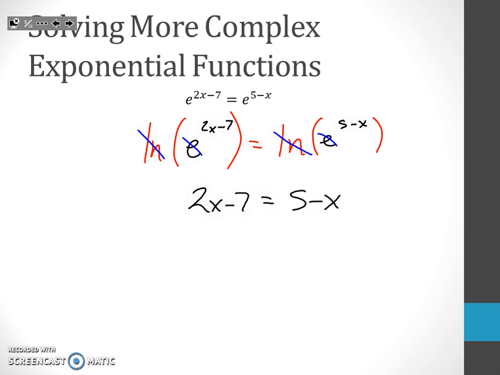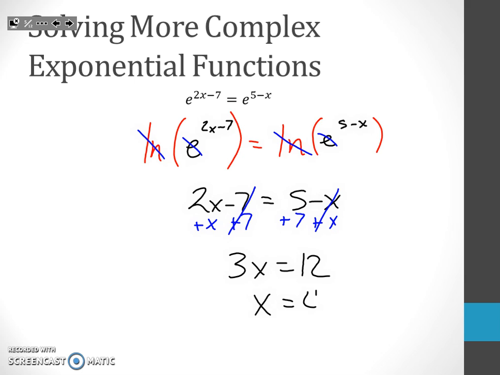Now this one we don't need to worry about factoring. I just have x's up there. You only have to factor if there's an x squared and an x. Okay, so for this, I'm just going to add x and add x, and I'm going to add 7 and add 7. So that takes away the x's over there. It takes away the 7's here. And I get 3x equals 12, which gives me x equals 4. Okay? So they still end up being basic equations.